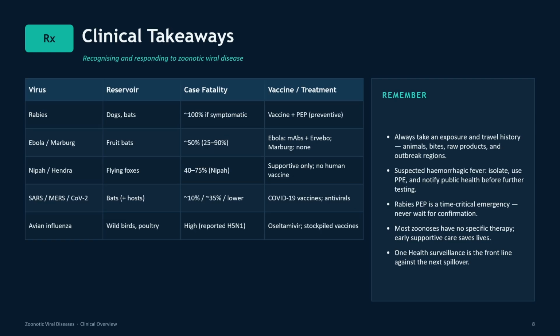Let's bring it home. If you remember nothing else, remember to take an exposure history. Ask about animals, bites, raw foods, and recent travel, because that's what points you towards these diagnoses. If you suspect a hemorrhagic fever, don't be a hero. Isolate the patient, put on your PPE, and call public health before you start poking around.